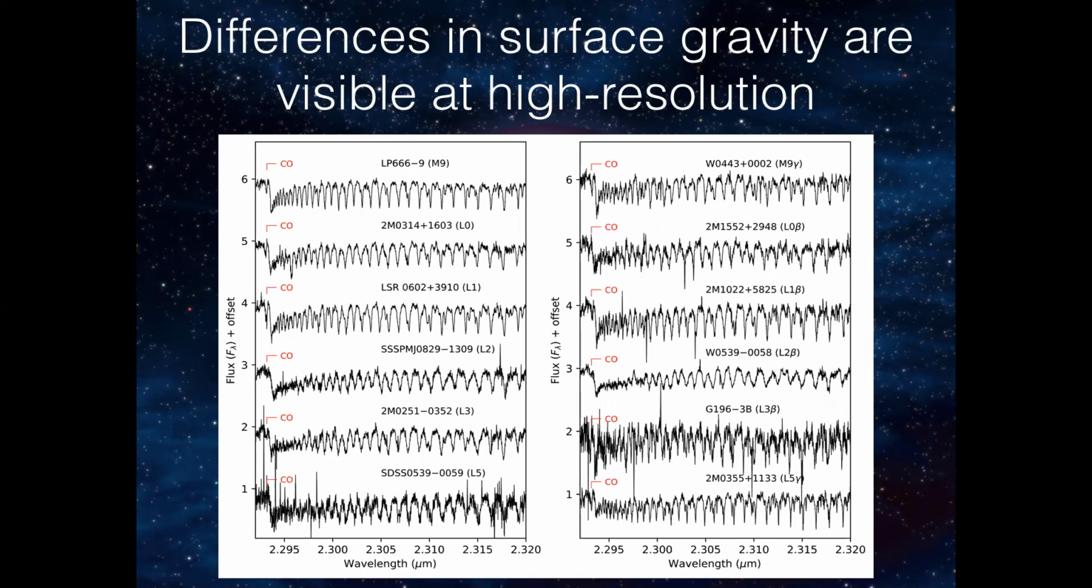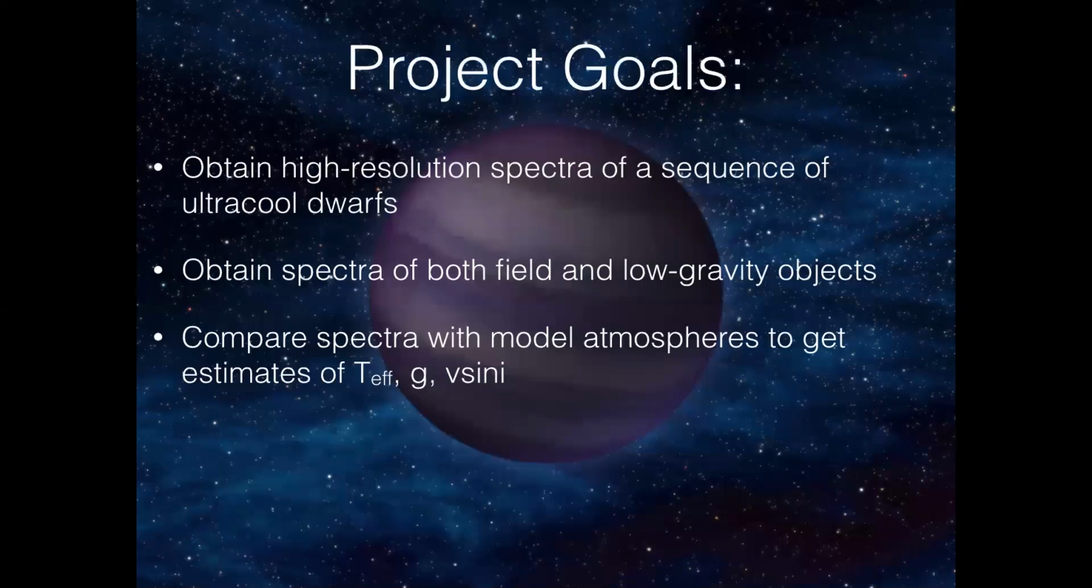If you look at the spectrum on the left versus the spectrum on the right, you'll notice a noticeable narrowing in the absorption lines in the lower gravity object. This is something we can't see in lower resolution data, but we can see in high resolution data. We're in the process of trying to figure out which wavelength regions are most sensitive to surface gravity, but I don't have any definitive results on that as of yet.